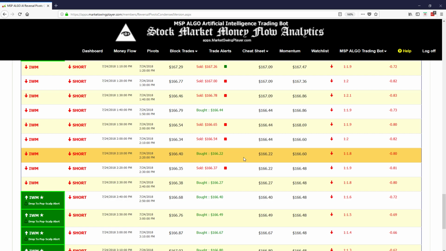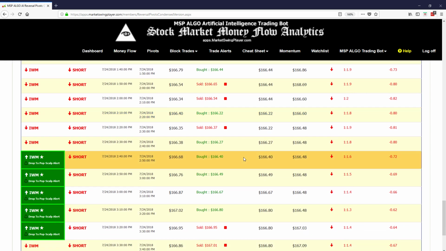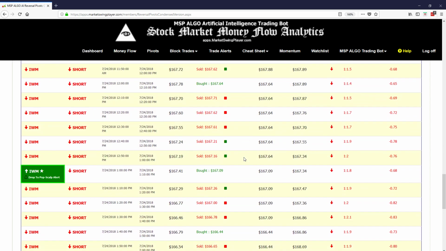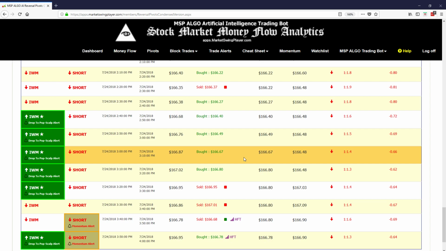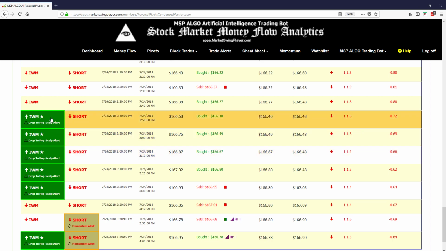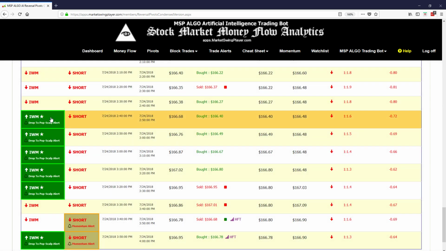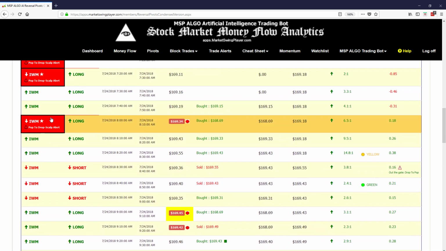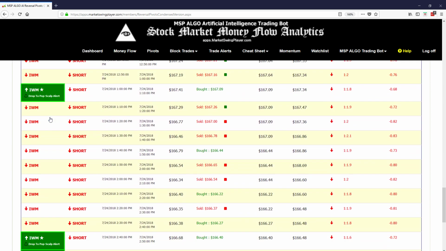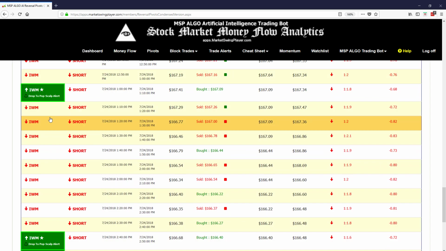Okay, so no new signals, but on this 10-minute time frame, it's more sensitive to price action. It is saying the same alert, drop to pop. It came out previously, early in the day, okay? But we already got the drop, right?